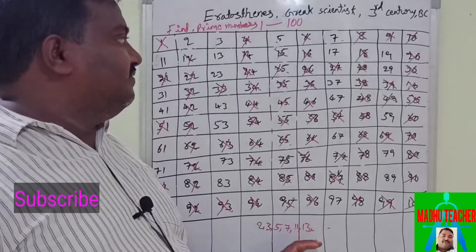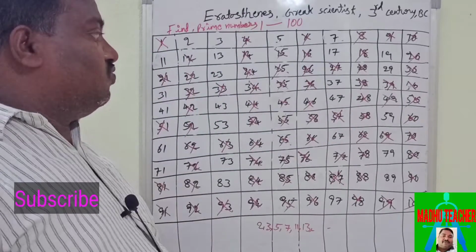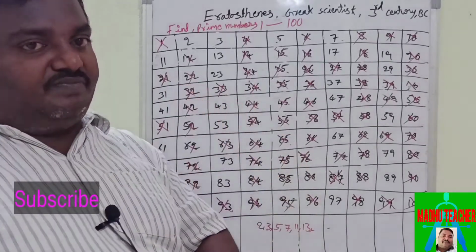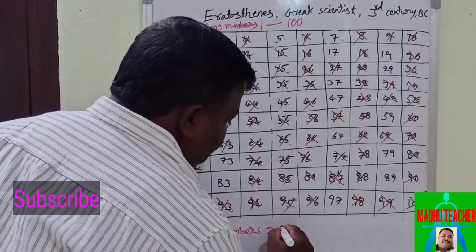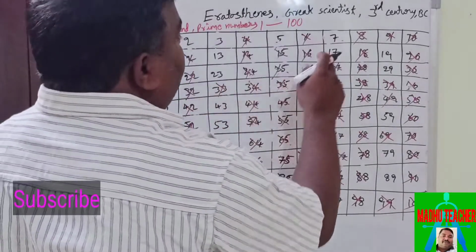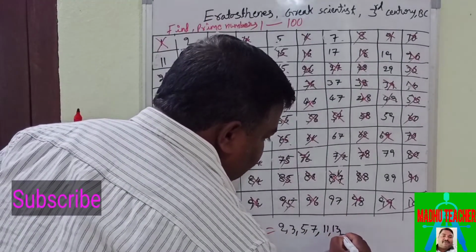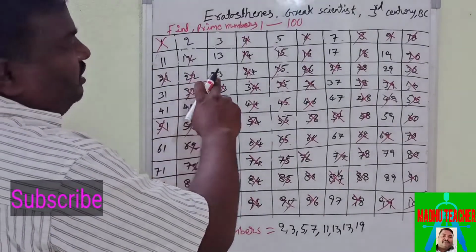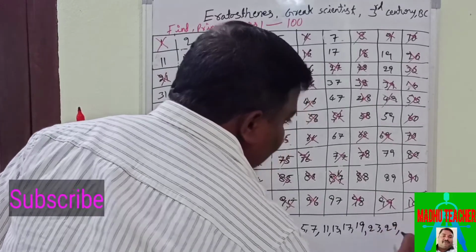Okay, it is enough. We crossed out all the composite numbers. So the numbers which are not crossed out are the prime numbers. They are 2, 3, 5, 7. Second line: 11, 13, 17, 19. Next 23 and 29.